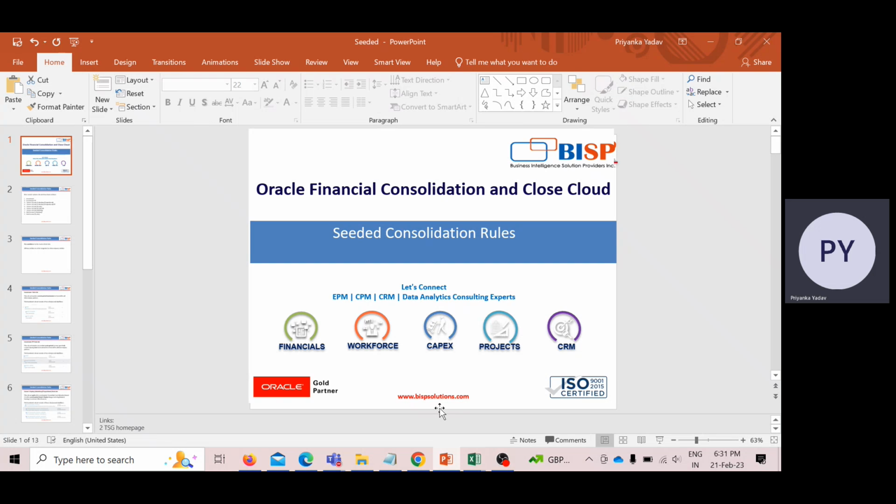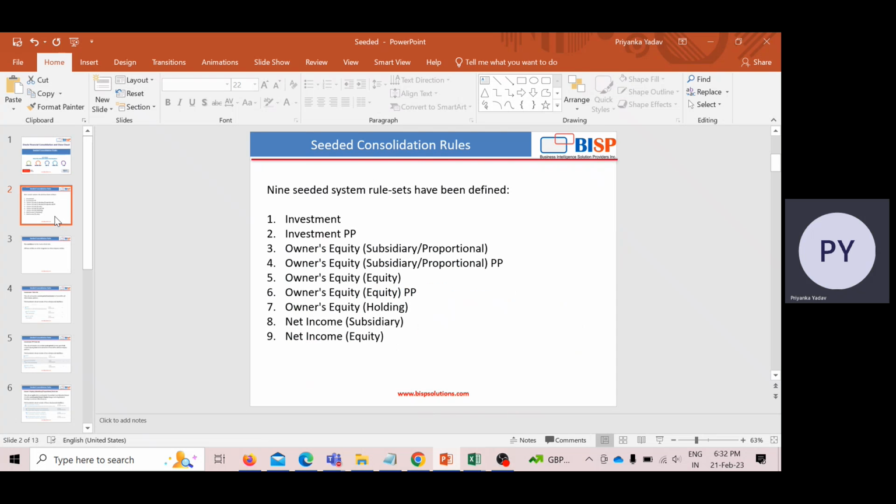Seeded consolidation rules in FCCS. Seeded consolidation rule sets are designed to provide the starting point for the consolidation requirement. They are sample rule sets designed to meet the general consolidation requirement. Nine seeded consolidation rules are available in the application if we enable ownership management at the time of application creation.